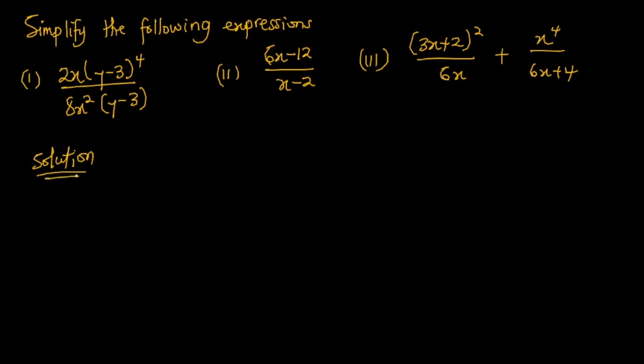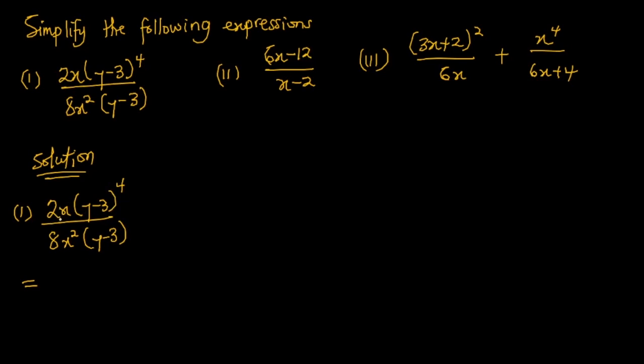Now you can kindly pause the video, solve the expressions, get your answer, then we do it together, and we see our final answer together. Right, so let me start with the first one. So I have 2x(y minus 3) to the power 4 on 8x squared (y minus 3). Alright, so this is pretty easy, pretty straightforward. I need to express the numerator and the denominator in a way that is easier for me to cancel some things out, or some variables out.